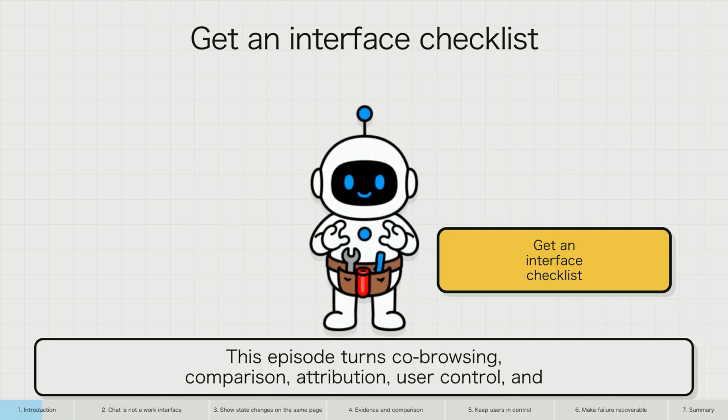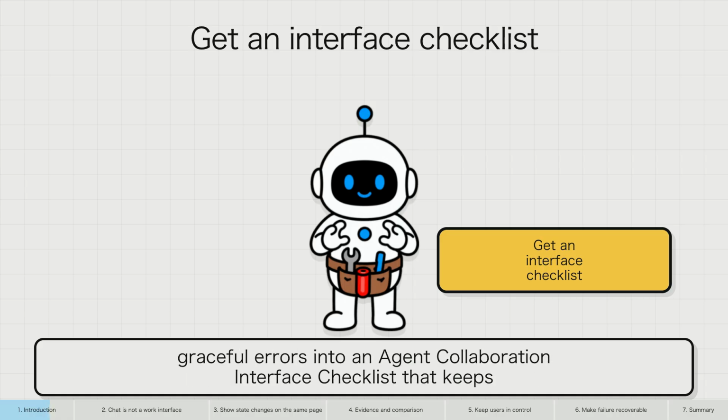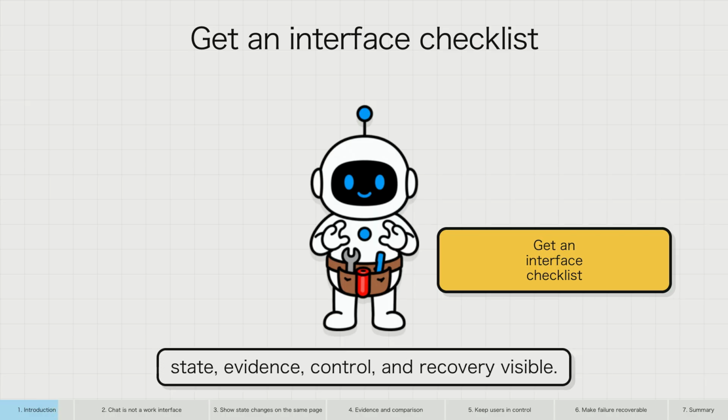This episode turns co-browsing, comparison, attribution, user control, and graceful errors into an agent collaboration interface checklist that keeps state, evidence, control, and recovery visible.